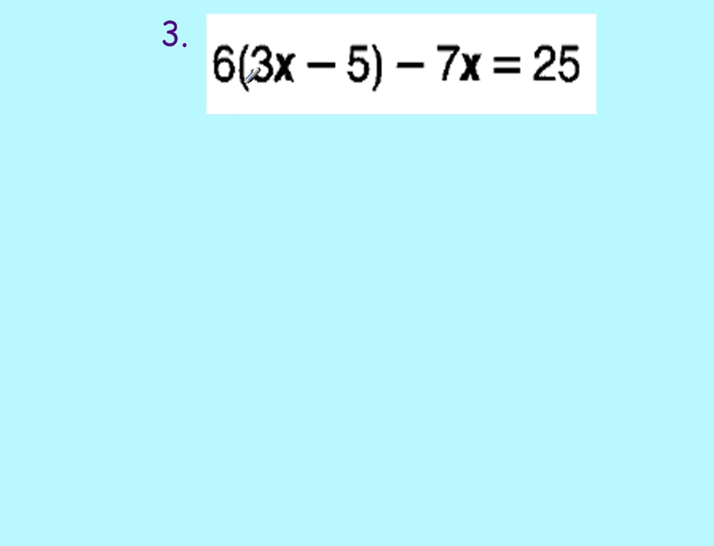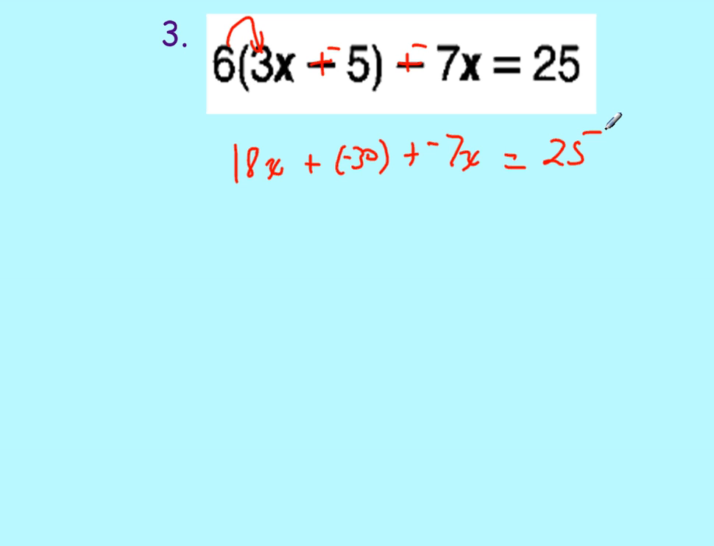Okay, number 3. We go through and we've got some subtraction signs. So we know what to do with this. We're going to add the opposite. Now we have to distribute. We're going to take 6 times our first term. So 6 times 3x is 18x plus 6 times negative 5 is negative 30 plus negative 7x equals 25.